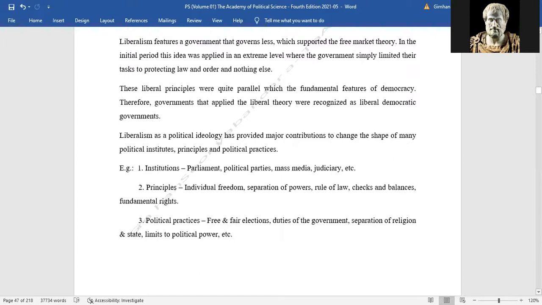Liberalism as a political ideology has provided major contributions to change the shape of many political institutions, principles, and political practices. Example: 1. Institutions: parliament, political parties, mass media, judiciary, etc. 2. Principles: individual freedom, separation of powers, rule of law, checks and balances, fundamental rights. 3. Political practices: free and fair elections, duties of the government, separation of religion and state, limits to political power, etc.